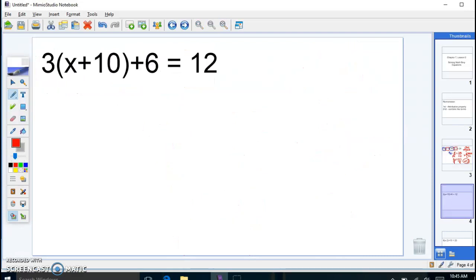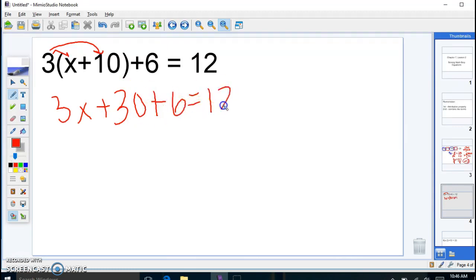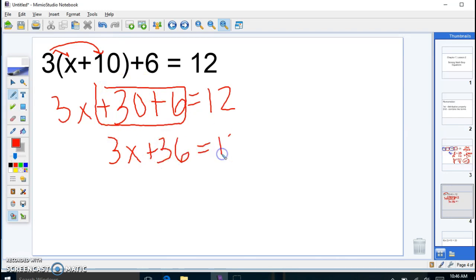Now this next one involves distributive property. So the first thing we have to do here is we have to do our distributive property, which is 3 times x, which gives me 3x, and 3 times positive 10, which gives me positive 30. Everything else drops down. So the plus 6 drops down, and the equals 12 drops down. From here, I need to combine my like terms, and I have like terms here with positive 30 and 6. So we now have 3x plus 36 equals 12.